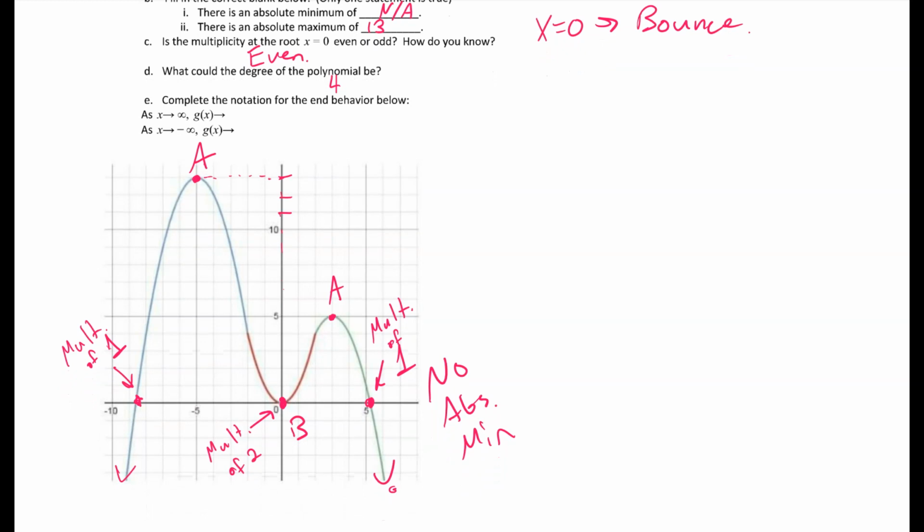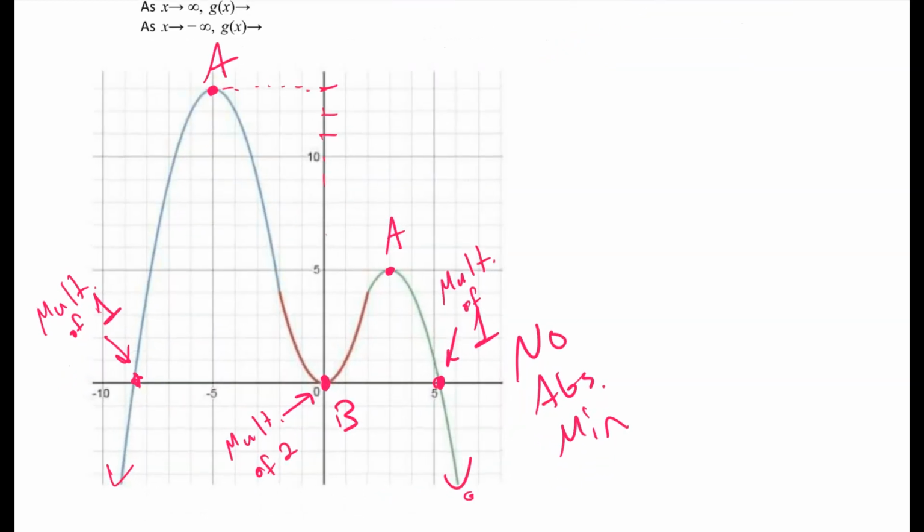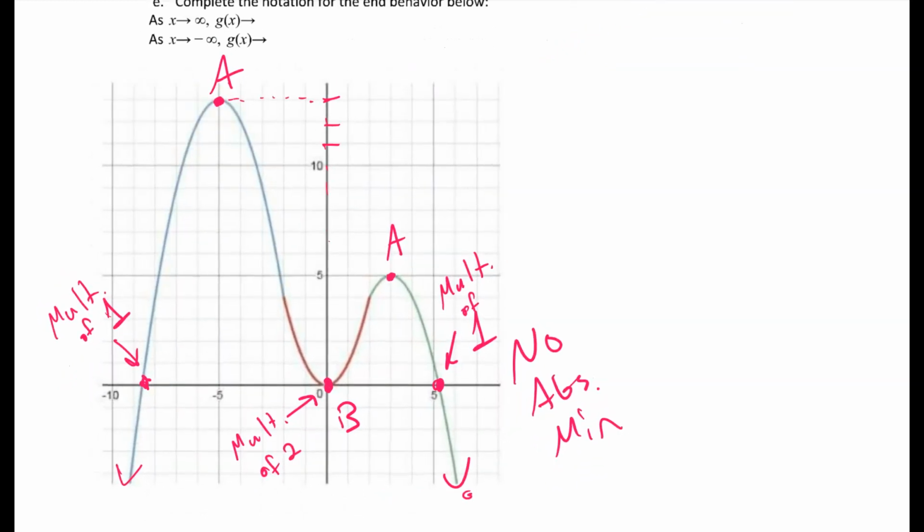For part E, it's asking for the end behavior, so I need to look at these two arrows right here. So as x approaches infinity, that means as I move to the right in my graph, what happens to my y values? Well, I'm looking at my rightmost arrow, and it looks like it's going down forever, so those y values are getting more and more negative. So I'm going to say that g of x approaches negative infinity.